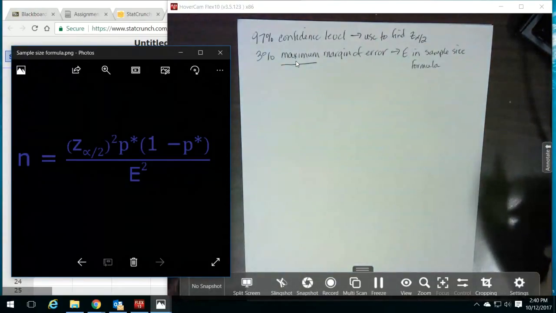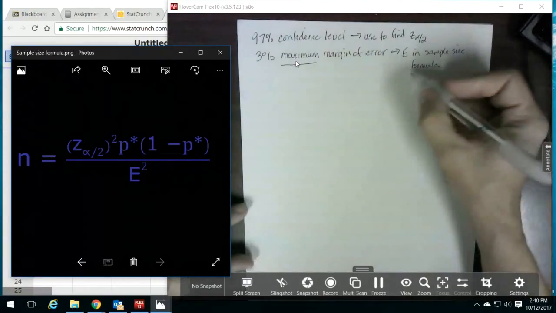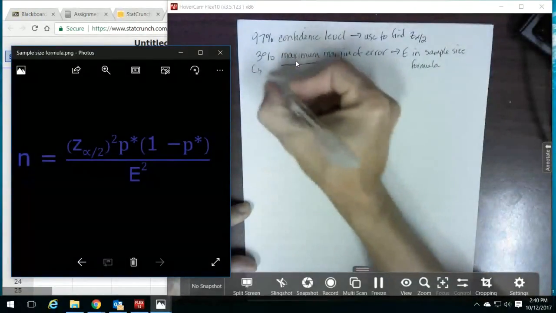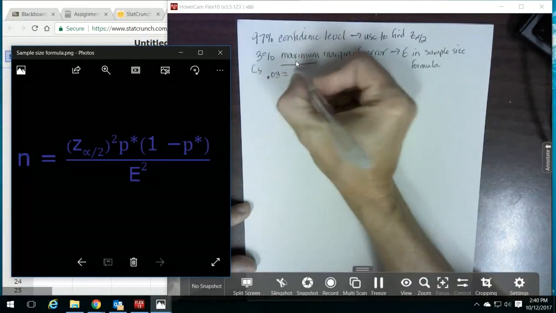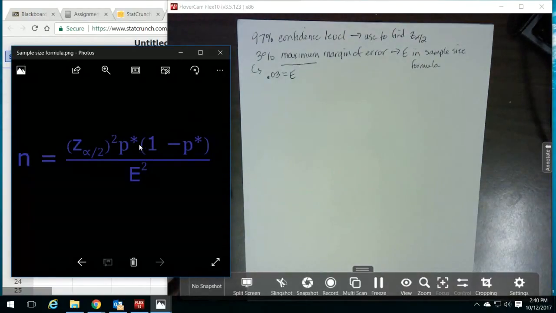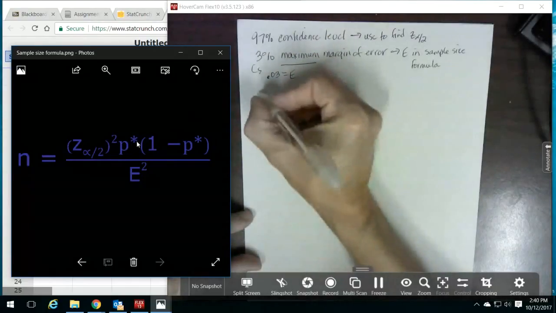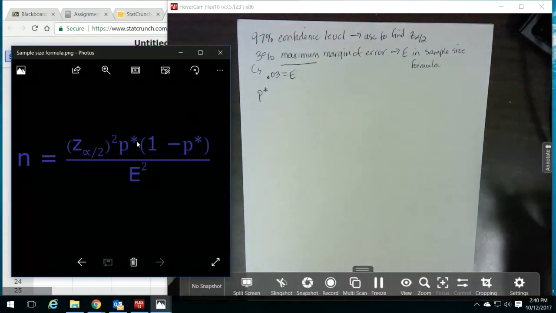But one thing that's very important whenever you're talking about formulas that have to do with proportions is if you have a percentage like this, you have to change it to a decimal. So to use this in the formula, we're going to have to change it to 0.03. So that will be the E in the formula. The other thing I have to do is look up that Mars Company letter, because the p star in this formula is a prior estimate of what our proportion might be.